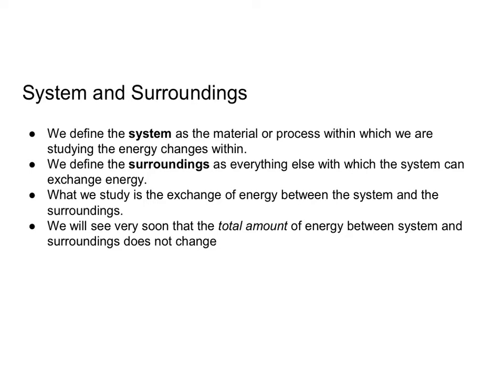The system is the material or the isolated product or the isolated something that we're studying, and we're going to study the energy changes. We define the surroundings as everything surrounding the system that the system is in contact with. We study the exchange between the system and surroundings, and the total amount of energy between the system and the surroundings doesn't change, right? It just is transferred from one place to another.